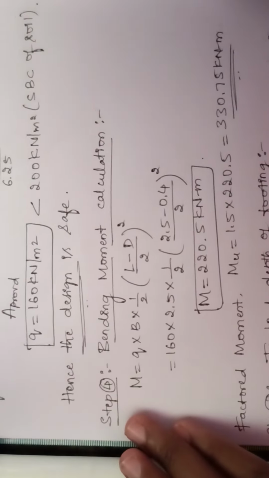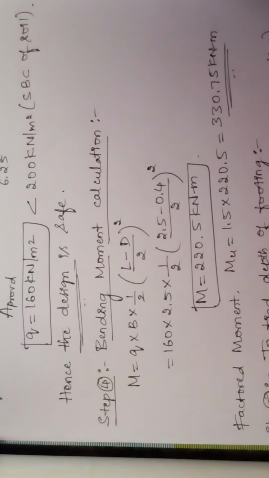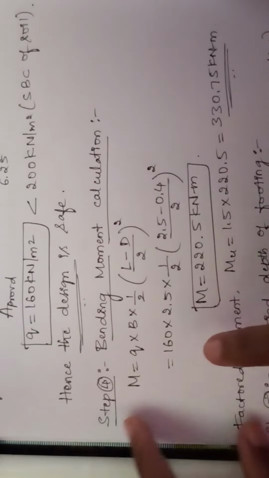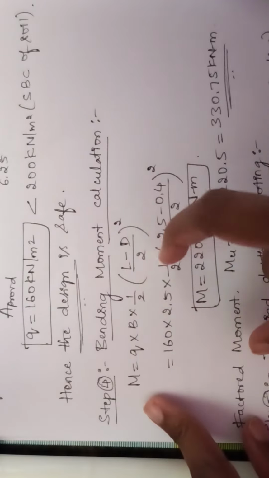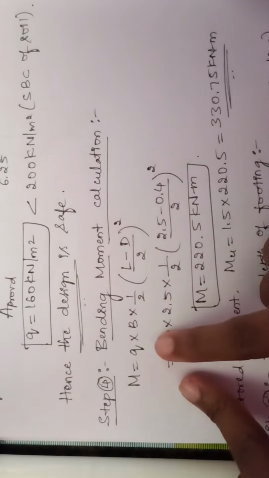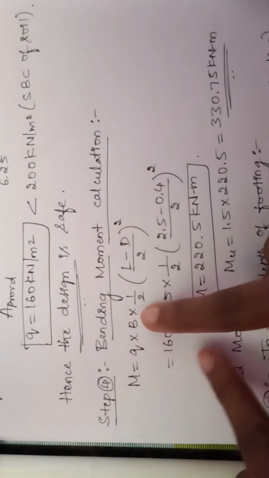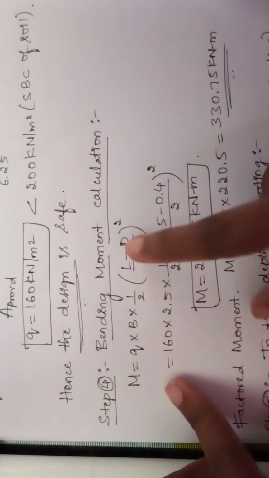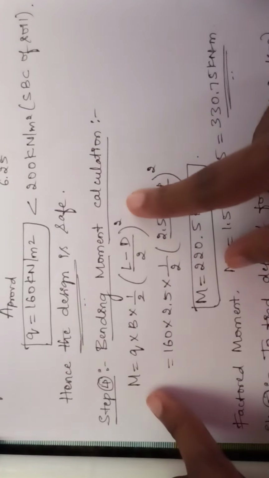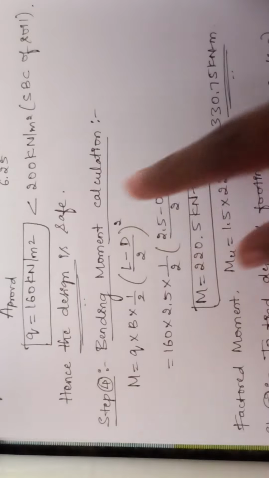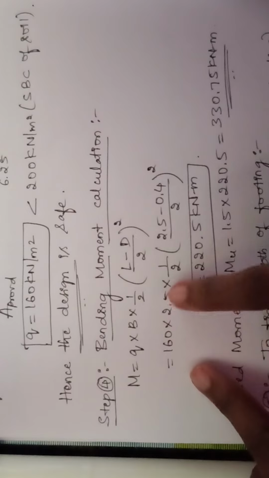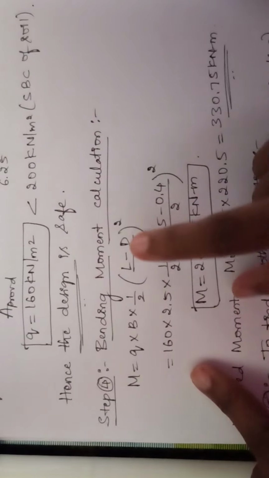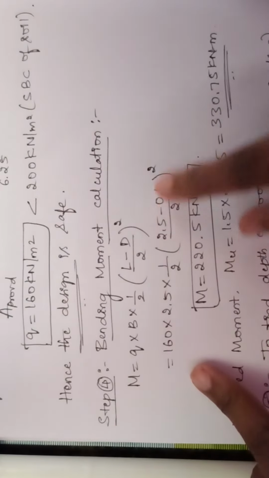In step number 4, we will be finding the bending moment which acts on the column. To find that, we have the formula M is equal to q into B into half of (L minus D divided by 2) whole square, where small q represents our net upward pressure, capital B represents the width of the footing, L represents the length of the footing, and capital D represents the column's depth. Now one by one we will be substituting those values in the next step: 160 into 2.5 into 1 by 2 into length again 2.5 meter minus D. Capital D is the depth of the column.